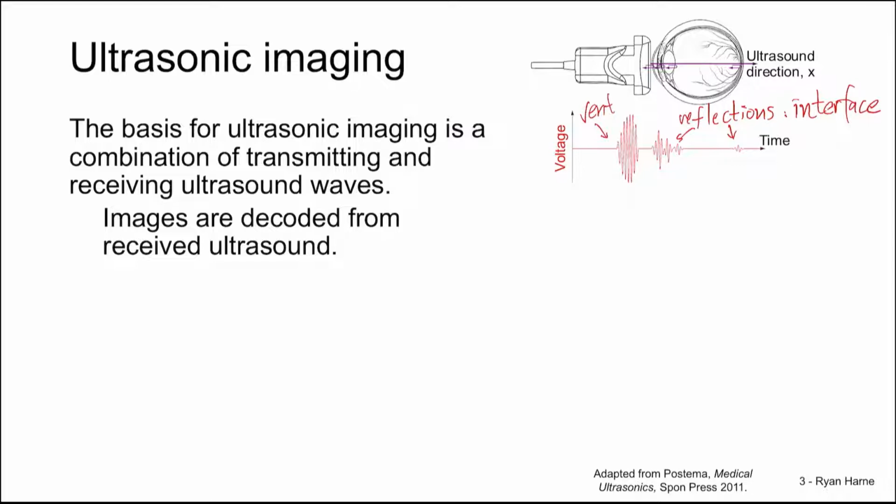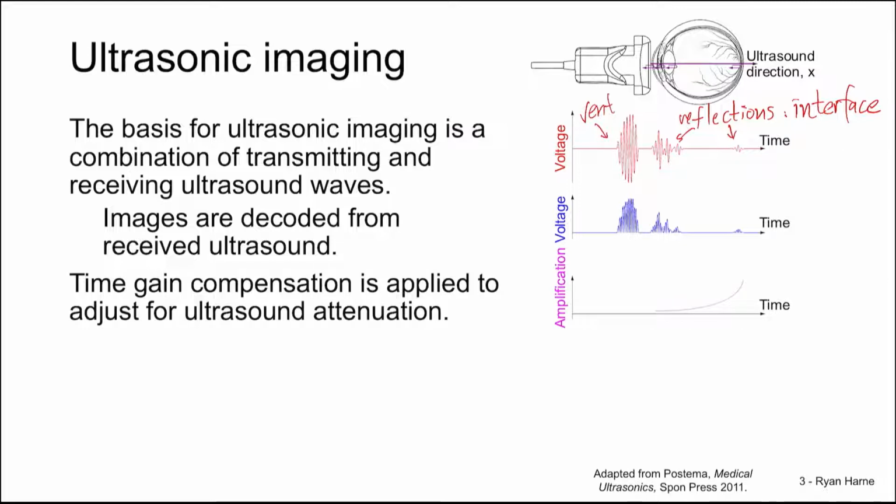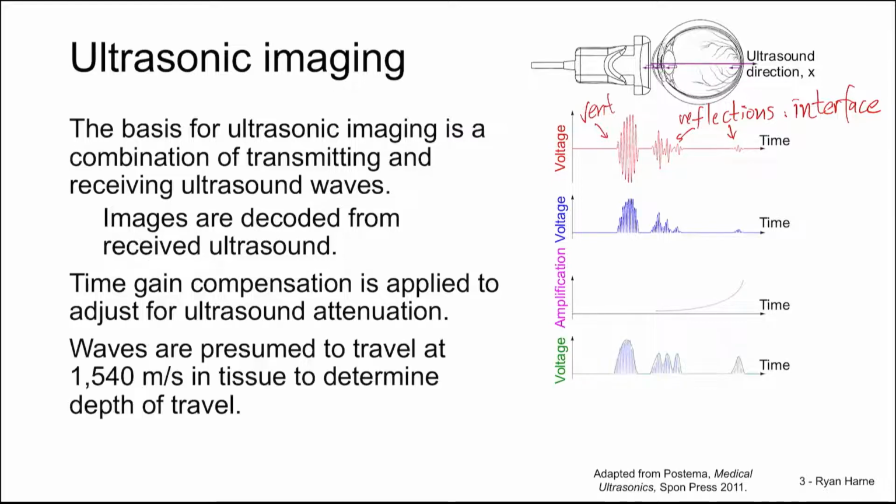The first step is to take the absolute value of our voltage time series, and then apply time gain compensation due to the fact that the ultrasound is attenuated as it travels. So the reflection that's heard the last needs to get the greatest amount of time gain compensation. Then, knowing that waves travel at approximately 1540 meters per second in tissue, we can change this time axis to an x distance axis, and then correspond the voltage amplitudes to a brightness level.